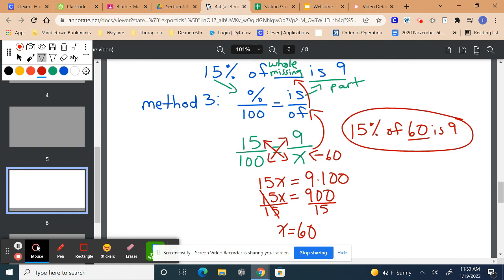I hope this helps. You can rewind, you can replay it, you can look it over, use it to study, go back to each method and try them out.